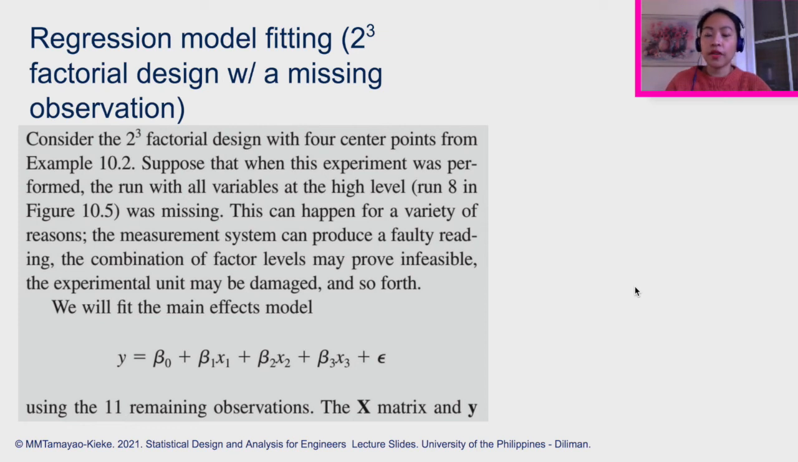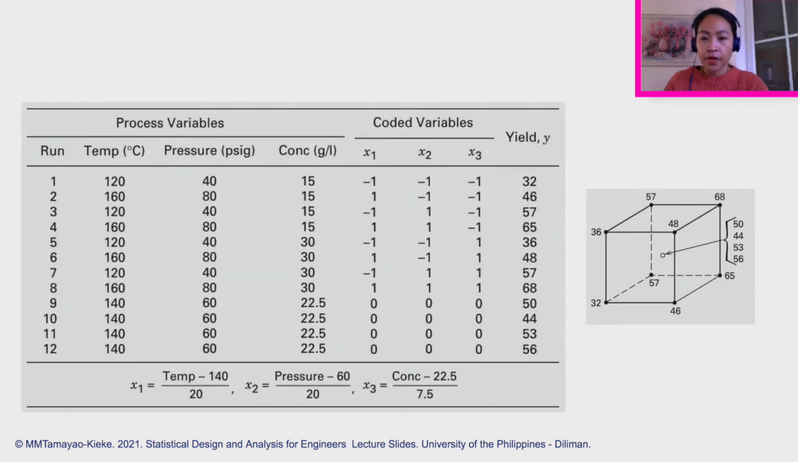Let's look at this, also from Montgomery. Consider the 2 to the 3 factorial design with 4 center points from example 10.2. Suppose that, from the previous example, when this experiment was performed, the run with all variables at the high level was missing. That would be the 8th run in the previous example. Say that this run, where all variables are at high, is missing.